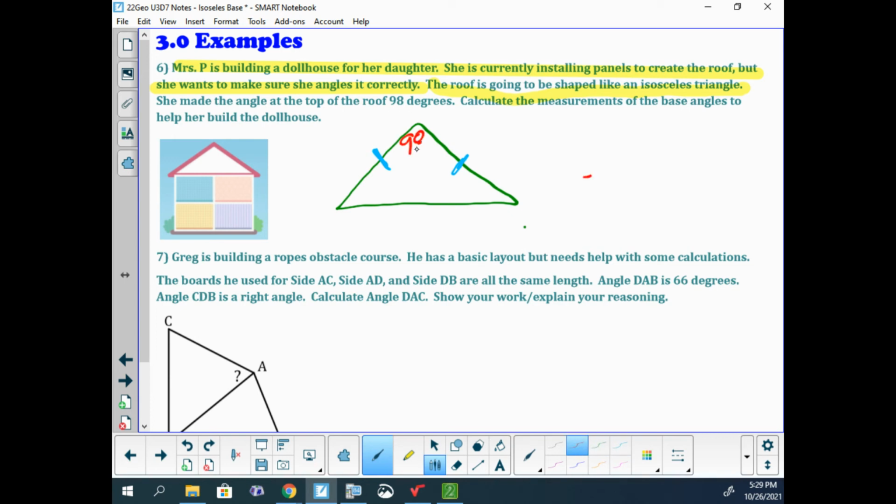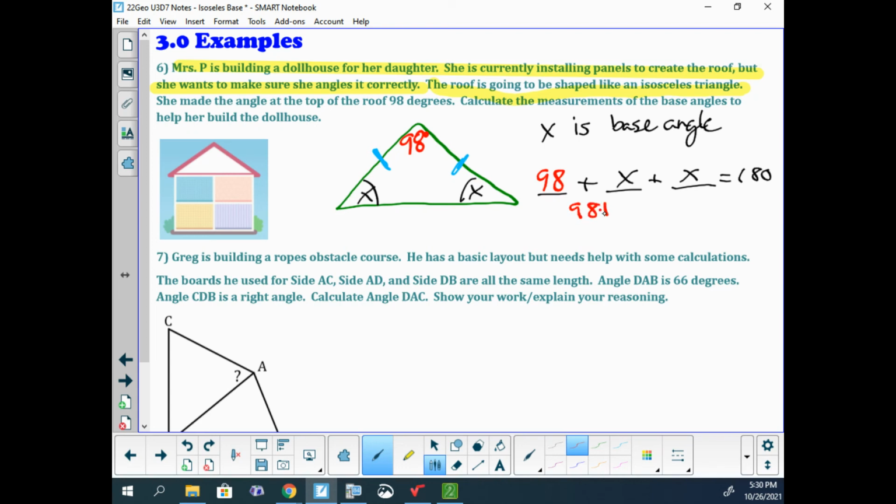Oh, we forgot to listen to 98 degrees today in class. My bad. Calculate the measurement of the base angles. So X is a base angle, and those are congruent. All right. Well, this is basically now just like a 2. We know that 3 angles in a triangle add up to be a total of 180 degrees. We know one of them is 98. We know the other ones are the same, so we'll call them both X.